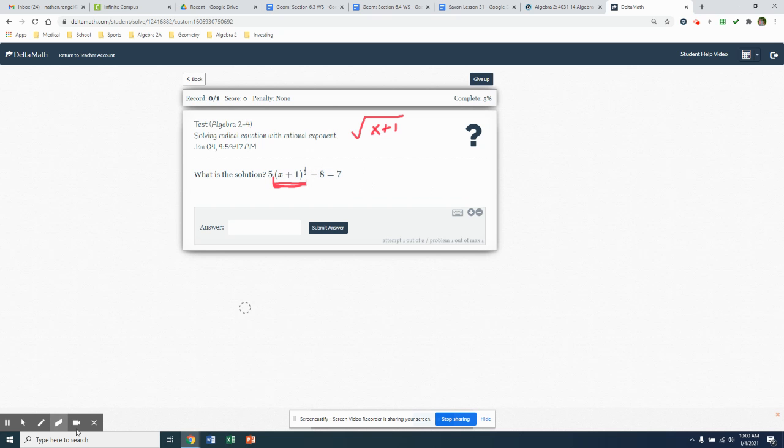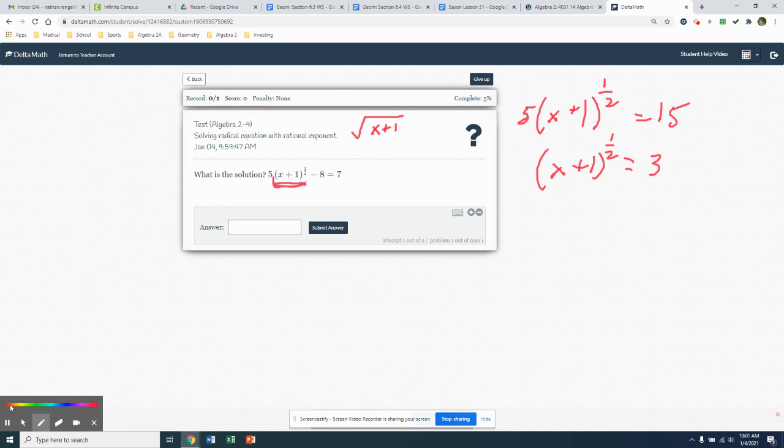So I'm going to add 8 to both sides, which is going to give me this, 5 times x plus 1 to the 1/2 equals 15. Then I'm going to divide both sides by 5. I'm going to get x plus 1 to the 1/2 equals 3. So I divided both sides by 5. There's what I'm left with. Now, how to undo a 1/2 power? Same idea. We're going to raise both sides to the second power.